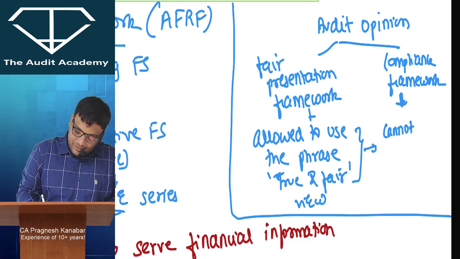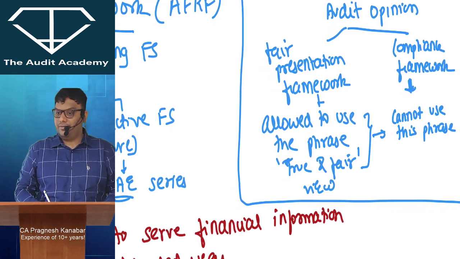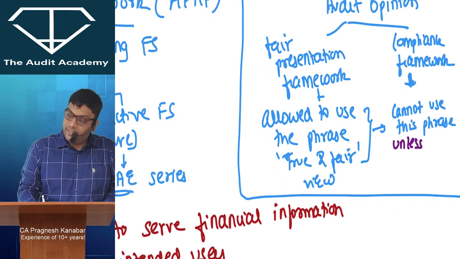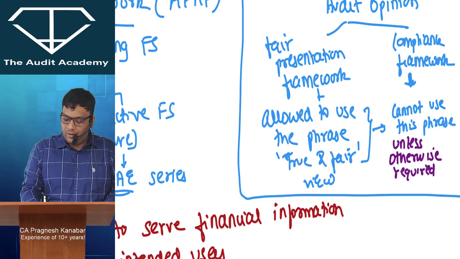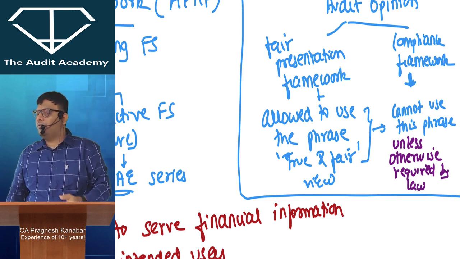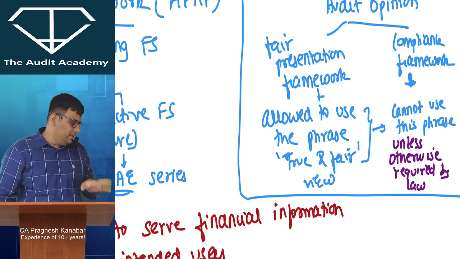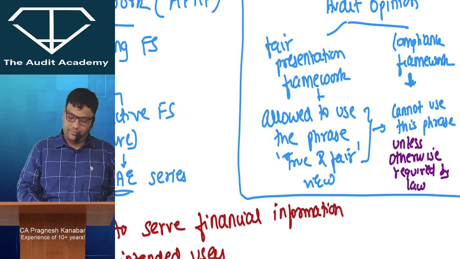you cannot use this phrase. You cannot use this phrase. But let me tell you, laws and in-laws are exception to everything, unless otherwise required by law. Tomorrow, if there is a cooperative society law which says that you have to use this phrase true and fair, then we will use it. We should not compromise with our business. If the law says that, I will use it. But conceptually, I should not use the phrase true and fair view when it comes to compliance framework.